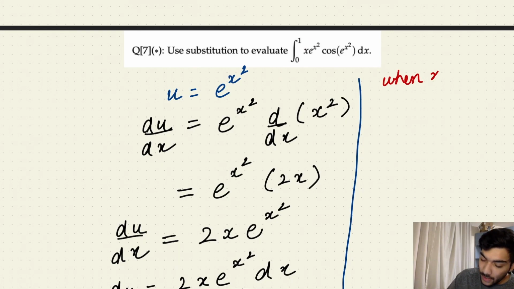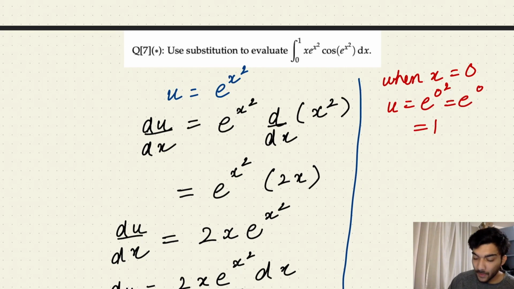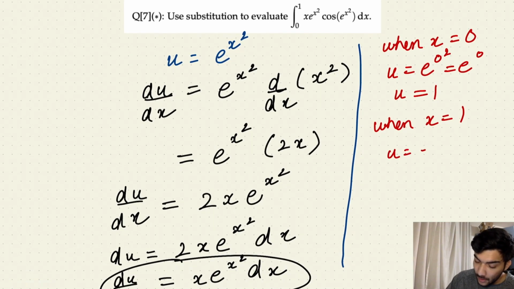Now when our x is equal to 0, which is the lower endpoint, our u is equal to e to the power x square, which is e to the power 0 square. This is e to the power 0, which would be 1. So when our x is equal to 0, our u is equal to 1. And similarly, when our x is equal to 1, our u is equal to e to the power x square, which is e to the power 1 square, and that is e.